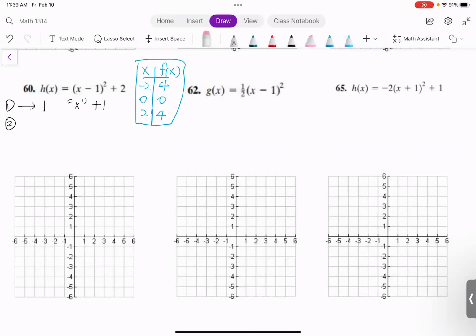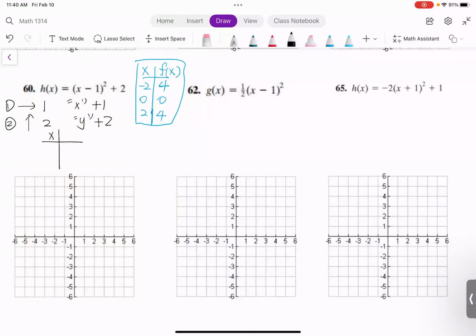And we have plus 2. So plus 2 means vertical shifting, move up 2 units. That means all the y's value add 2. So if we don't move every key point by these 2 transformations, we can find the new key points first.